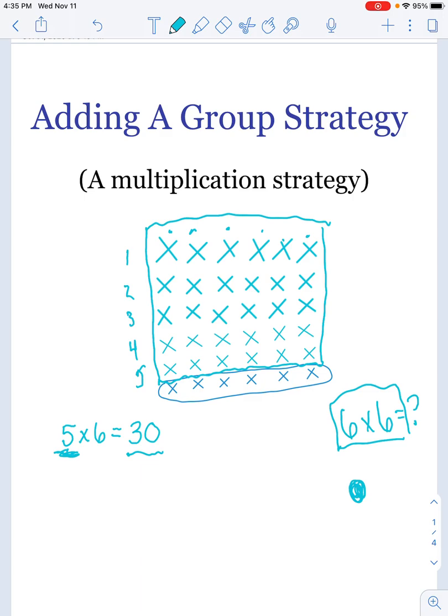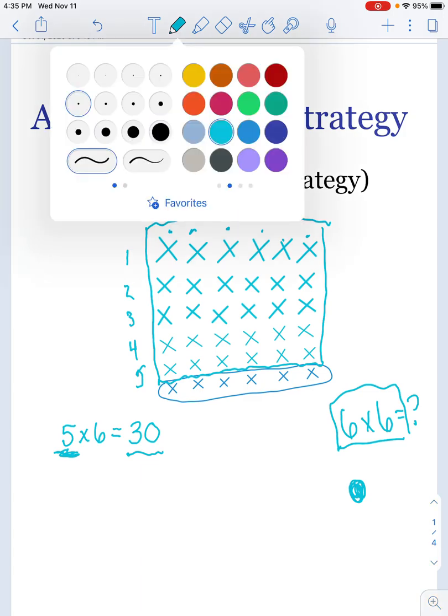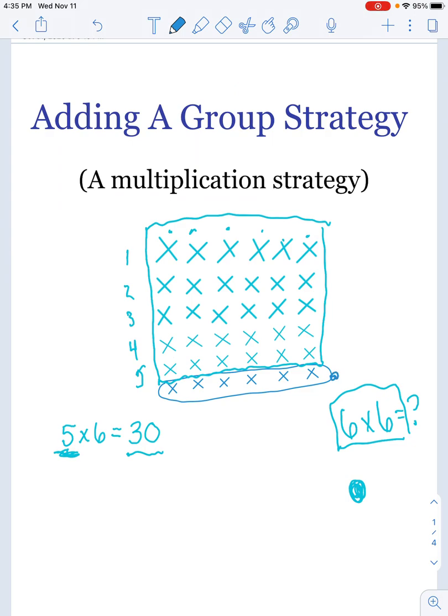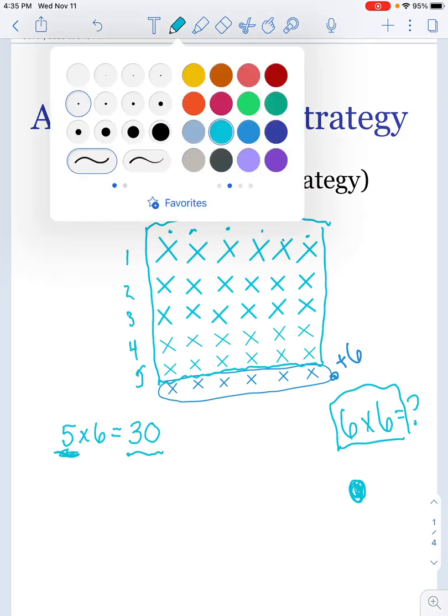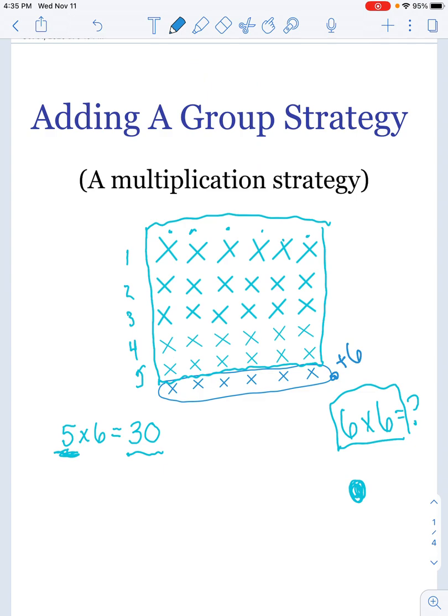I drew a little picture underneath. What is that showing right there in this color? It's showing that I added another group of 6. I did plus 6. And I added another, let me change that back to the other color, I added a 6th row. So now I have 6 times 6.